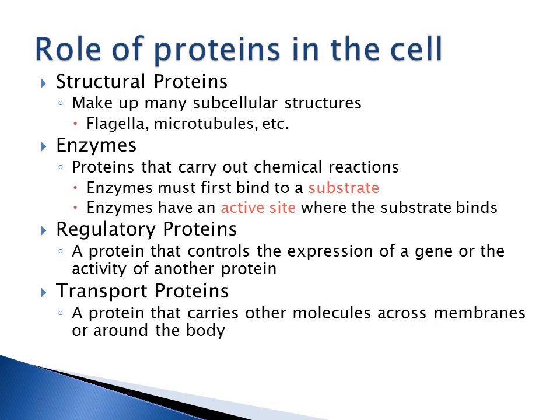So there are different proteins within a cell. There are structural proteins, which make up numerous subcellular structures such as flagella and microtubules. There are enzymes, and these are the proteins that carry out chemical reactions. Enzymes have to bind to a substrate, and they have an active site where that substrate binds. There are regulatory proteins which control the expression of a gene or the activity of another protein, and transport proteins that carry other molecules across membranes or around the body.